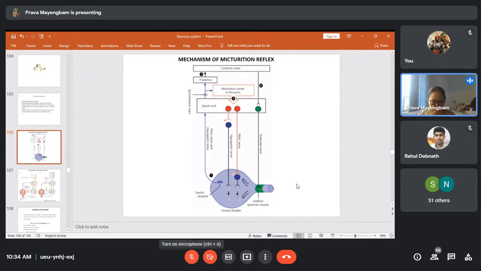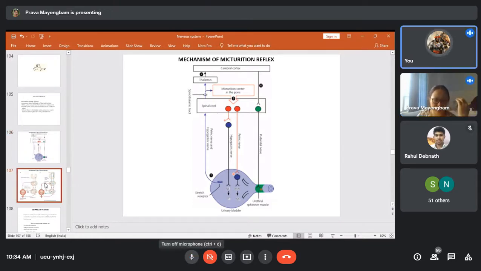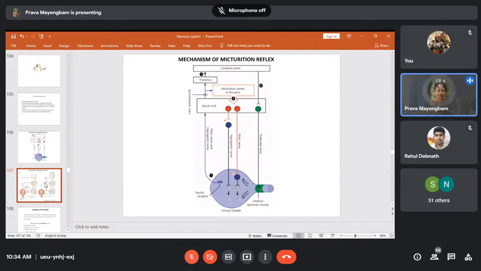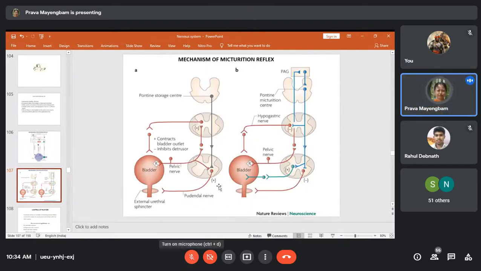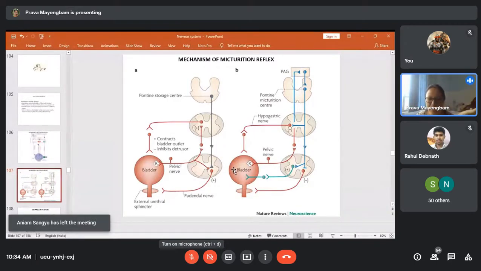Is it okay? I think it is clear. The micturition reflex is an important reflex. When you are asked about a reflex, you can cite this reflex and explain it, and your answer will be very nice. Or even without that, someone may ask, what is micturition? Explain the micturition reflex, like that.